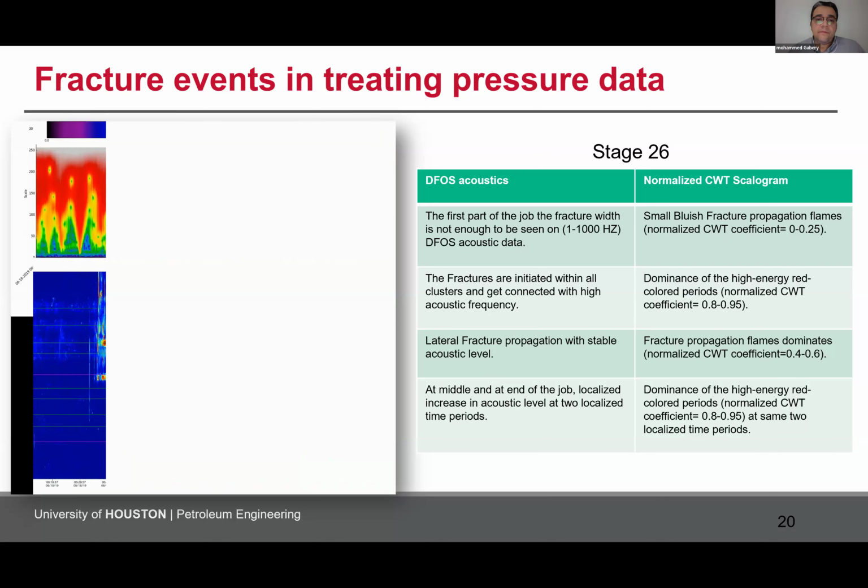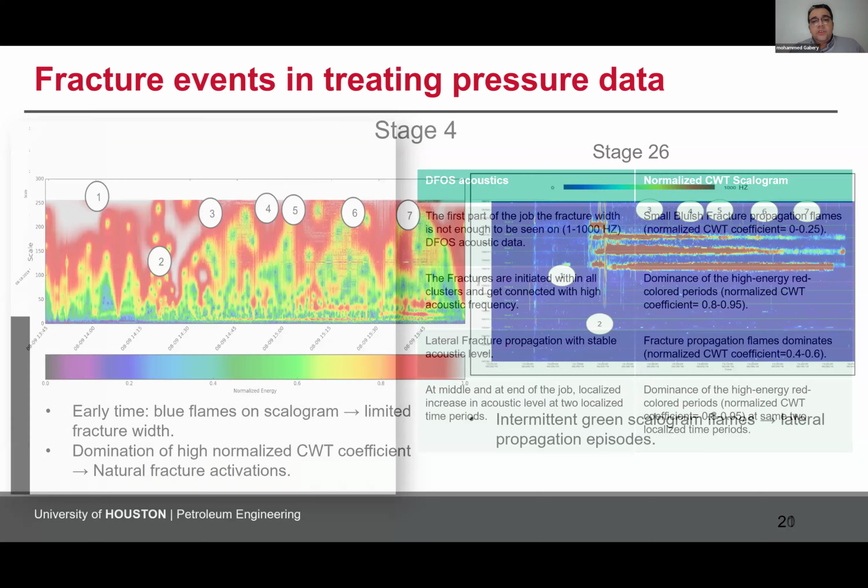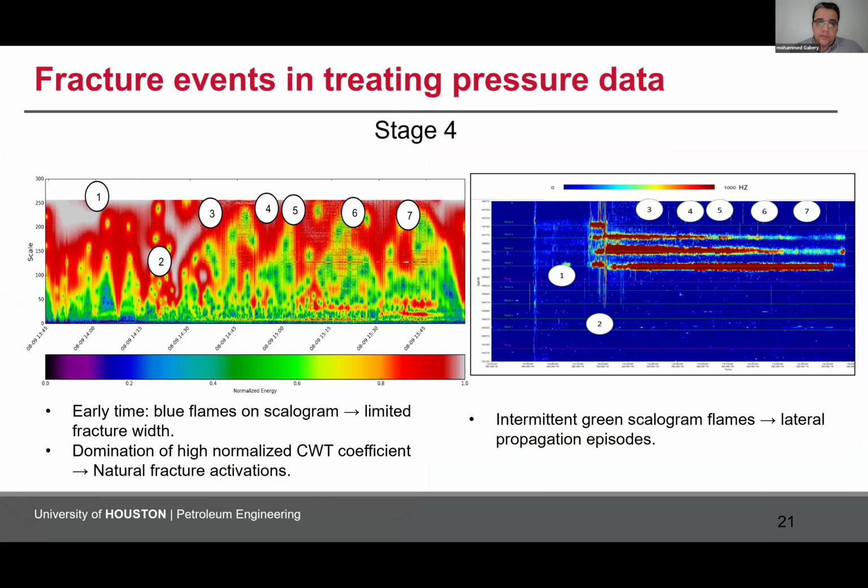computational power. Another stage that we used to validate our technology is stage 4 in Bogus 5. We can notice from the data acquisition system that it's higher in the range between 0 and 1000. So we expect, compared to the other stages, more dominance of high energy. That's what we got when we applied this scalogram.